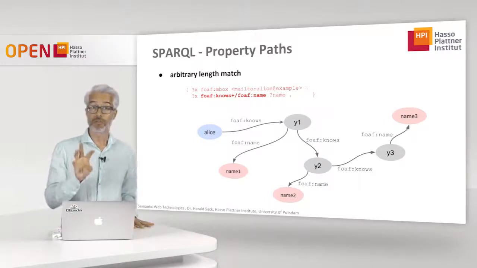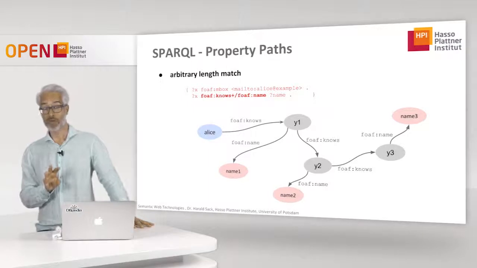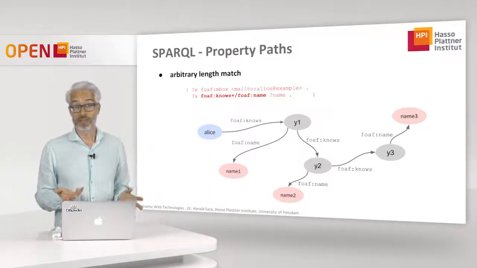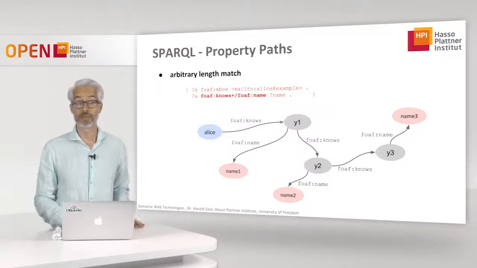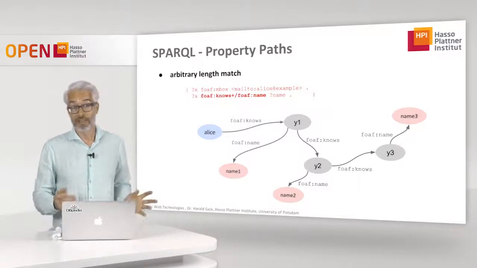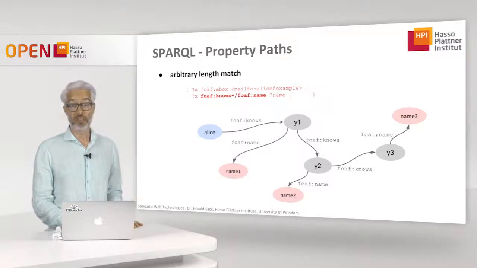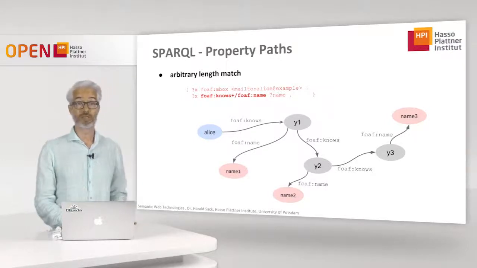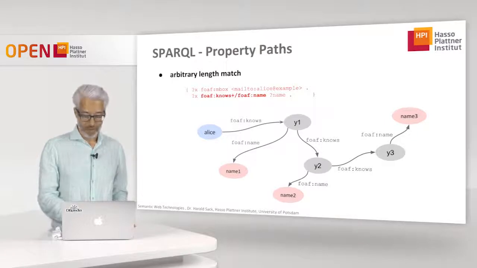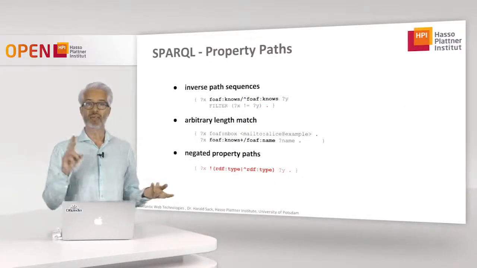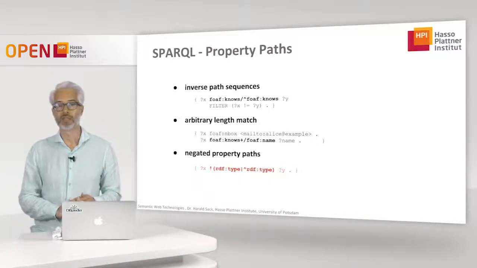So you should use, of course, expressions like this with care, because if you make a mistake or by chance you could cross or traverse the entire graph that is available. And this, again, might be too complex for the SPARQL endpoint you are currently using. So use this expression with care, but of course it can be useful, as you see here. Okay, so we had inverse path sequences and path sequences of arbitrary length.